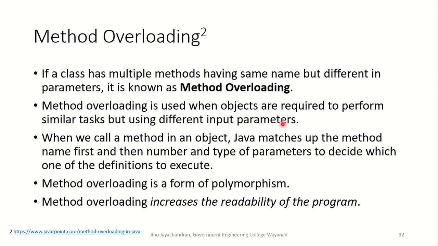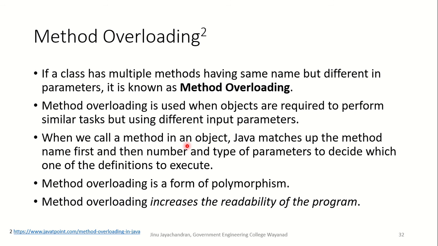Next we go to method overloading. We have seen what a method is. A method is basically a function which is defined inside the class. Overloading means you can define methods of the same name but with a different number of input parameters or types of input parameters. Method overloading is used when objects are required to perform similar tasks but using different input parameters. So depending on the input parameters, you can define different methods but with the same name.